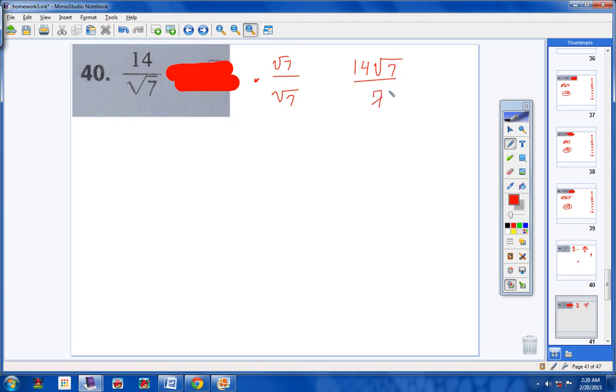Now, please don't start canceling numbers like this. They both have to be outside numbers, or they both have to be inside numbers. Now, notice these two numbers here are outside numbers. So 7 goes into 7 once, 7 goes into 14 two times. So 2 square root of 7, or 2 on the square root of 7, would be the complete simplification, okay?